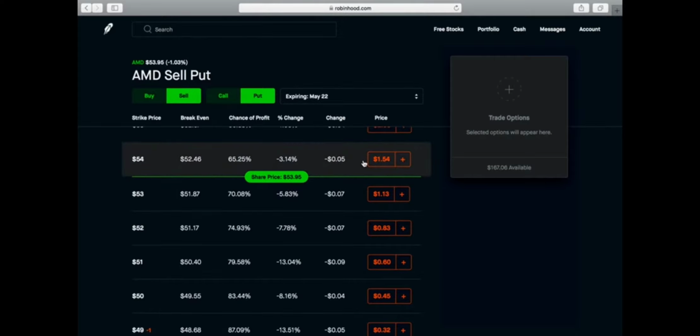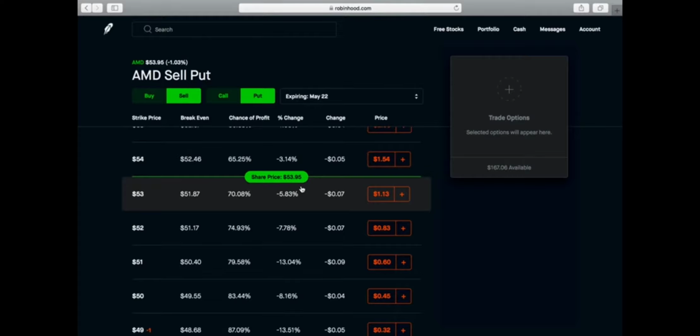So right now, one share of AMD is going for $53.95. So if we look down here, you can see this says 53 here, and then you get 113 over here. Here's what this is saying, guys, and it's the same for any stock. Basically, what this is saying is, hey, I'll pay you, which you would be me or you guys when you're selling the puts, $1.13 per share for 100 shares.